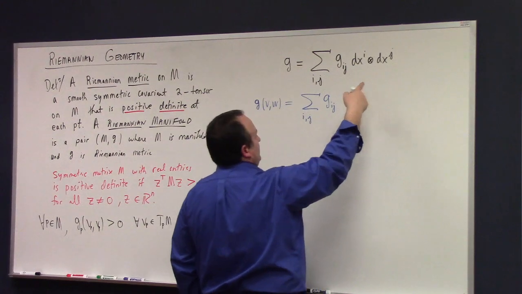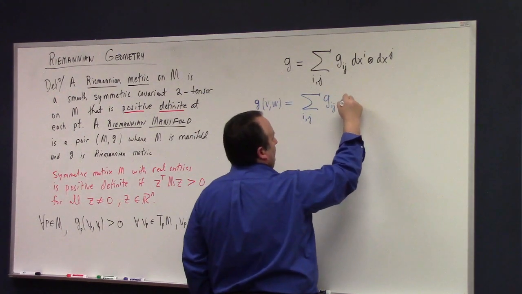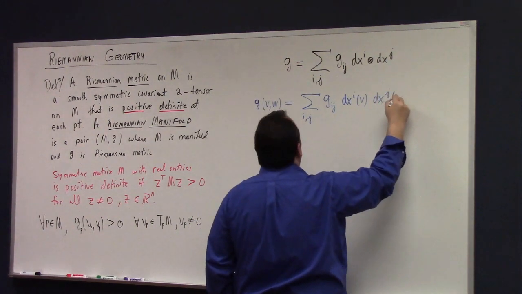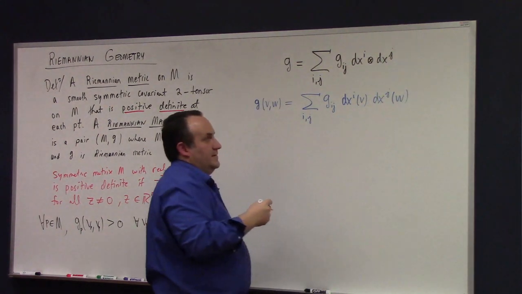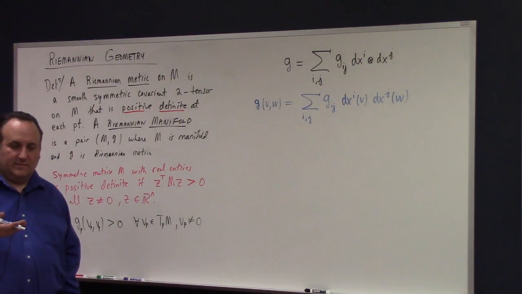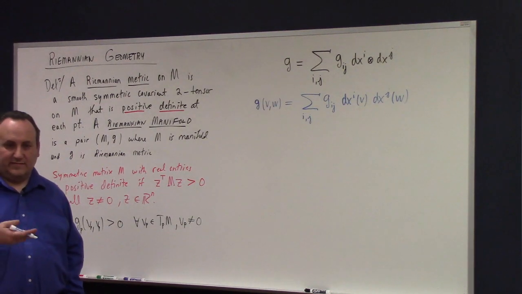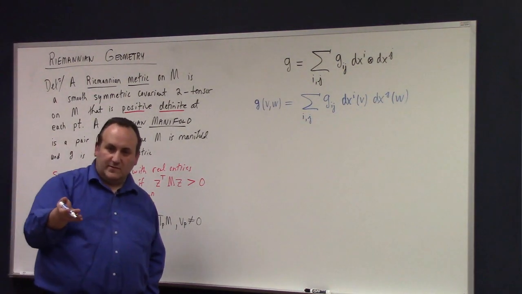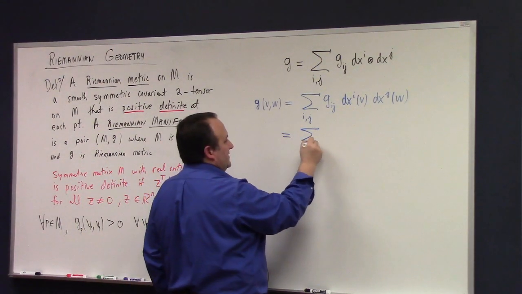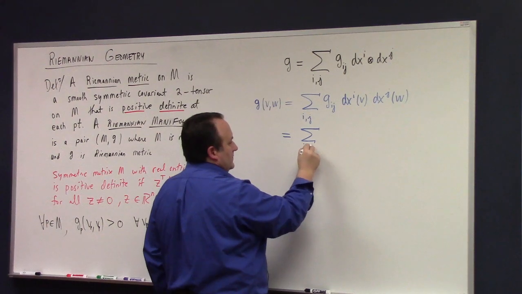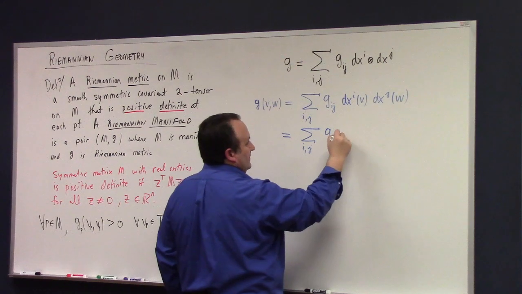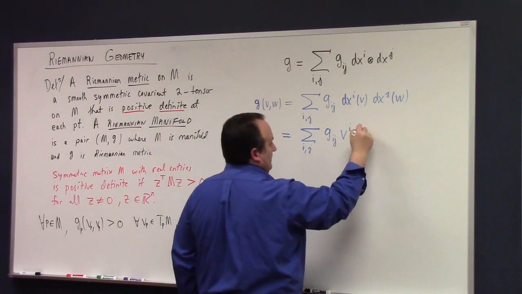So the way that works is we do dx^i of v and dx^j of w. But do you remember how that works? What happens when we let dx^i act on the vector v and dx^j act on the vector w? It just picks out. Yeah, exactly. Those are the coordinate functions, the coordinate maps. Really, these differentials play that role. So anyway, g_ij v^i w^j.